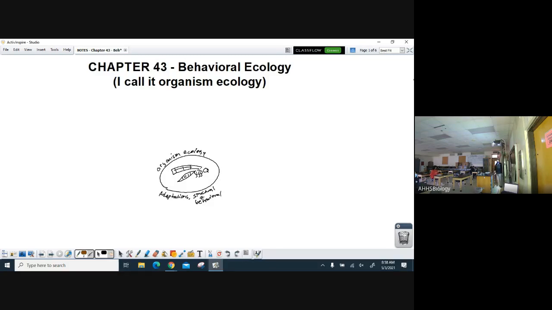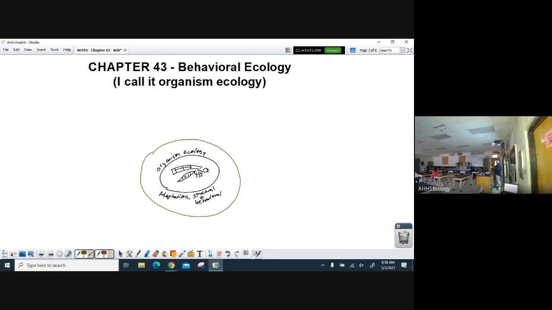All right, but before we get to any of that, we need to make sure we remember the levels of organization of biology or ecology, right? So we start off, and I always do this with concentric circles. Organism ecology is adaptations that are structural and behavioral about an individual organism. What is one level out from that? What is more complicated than organism ecology?